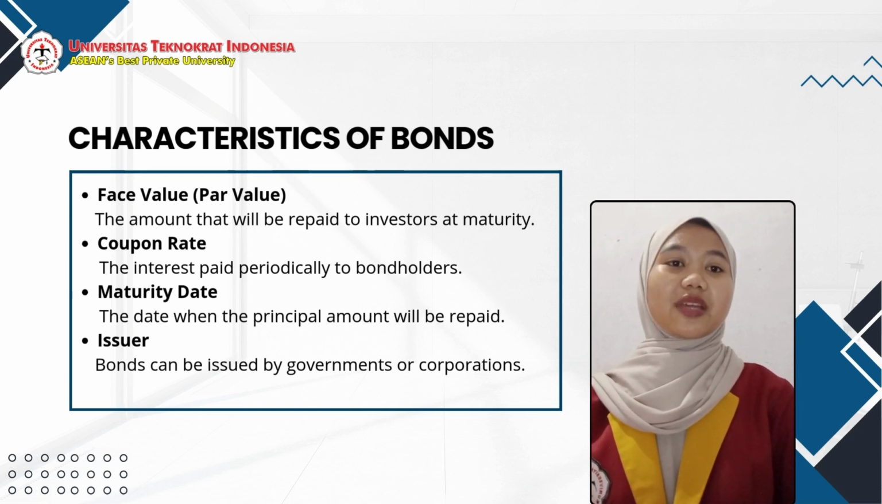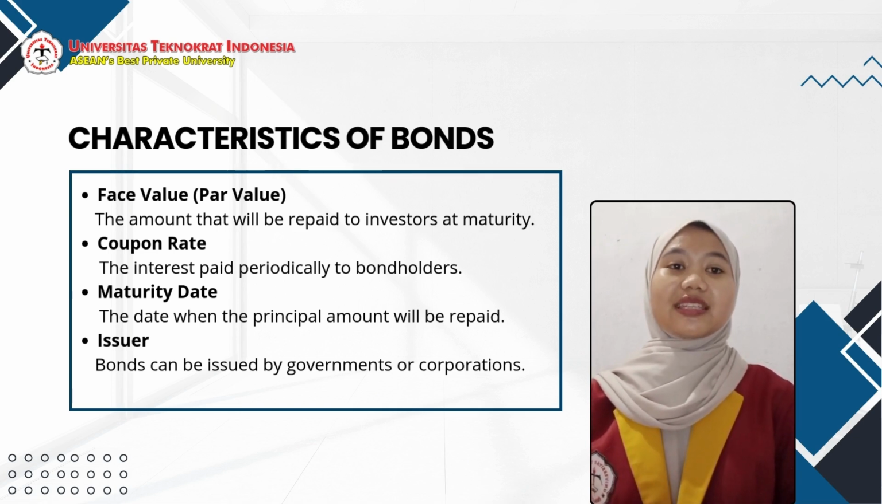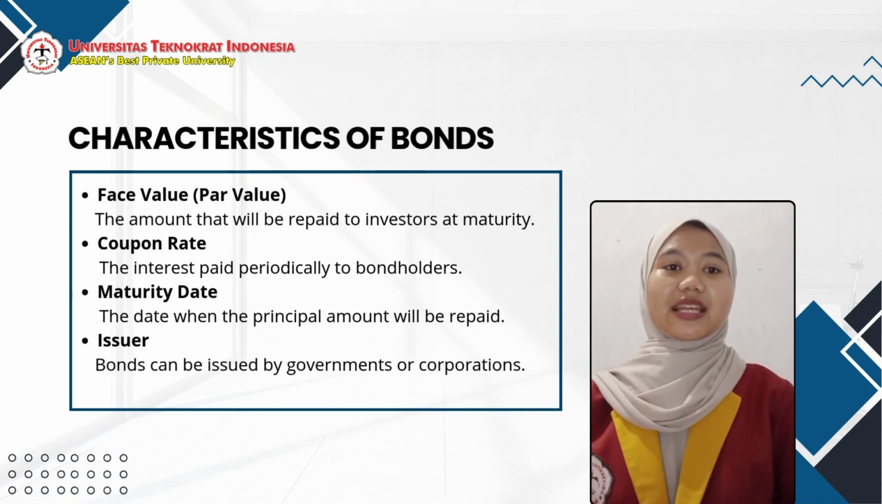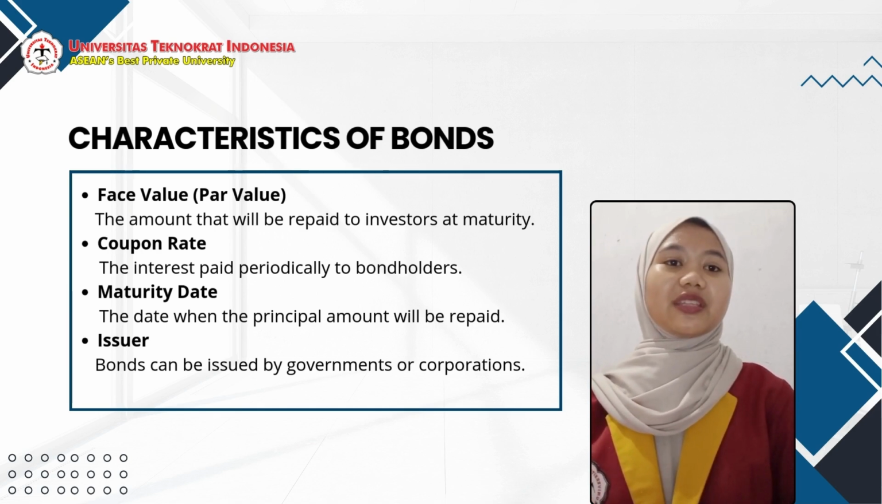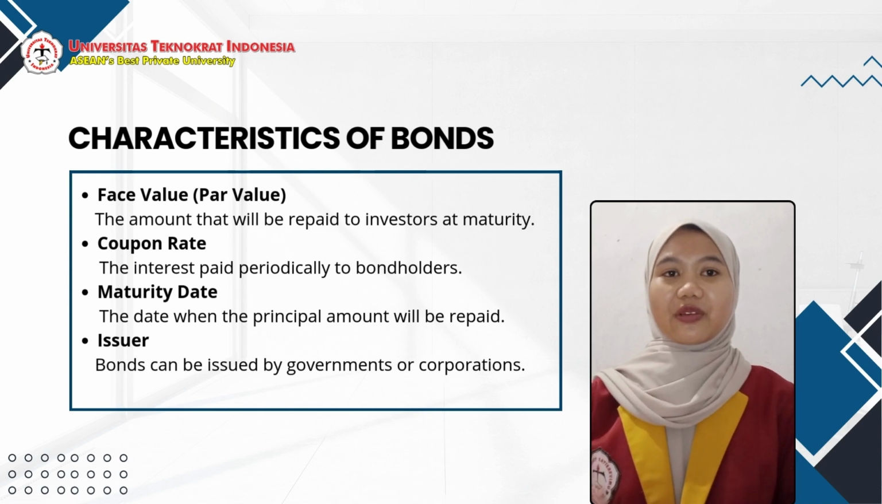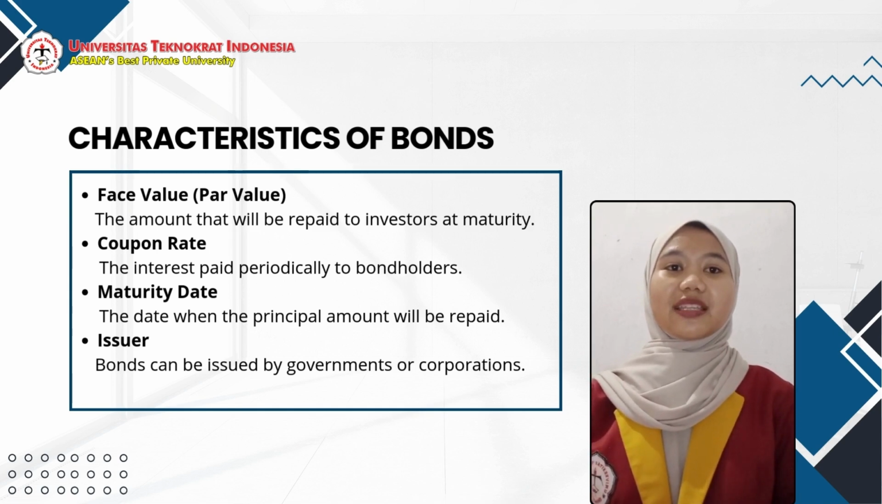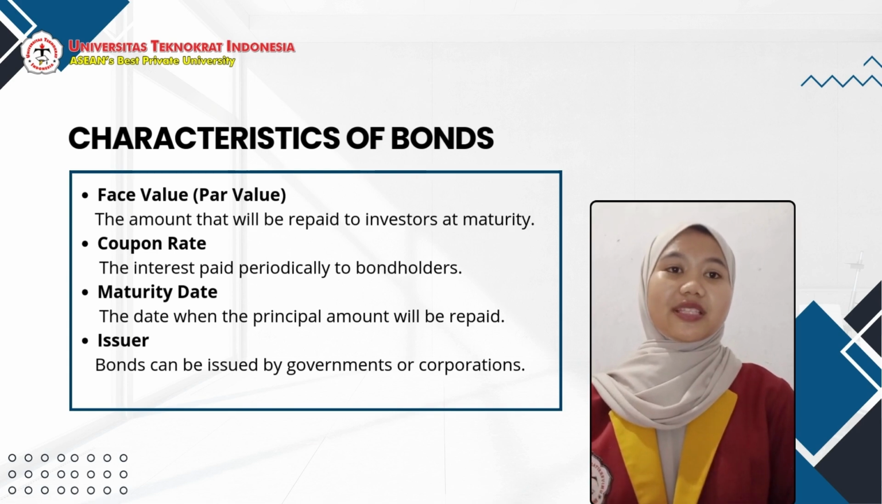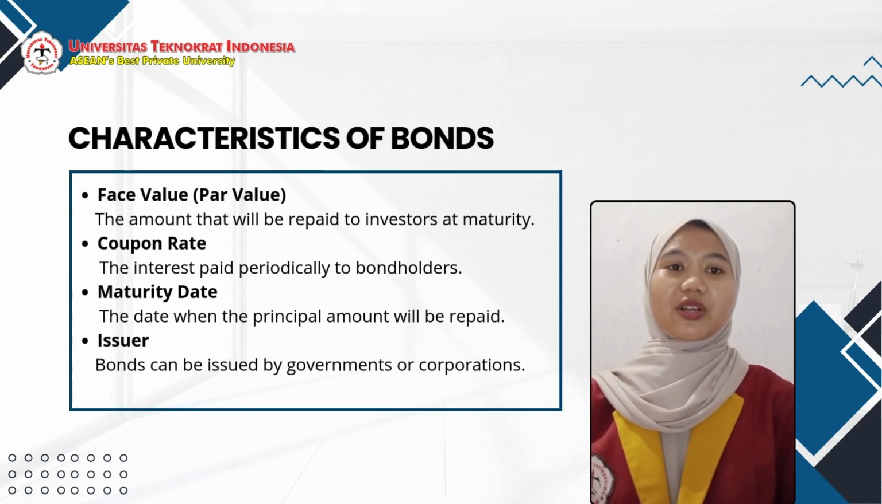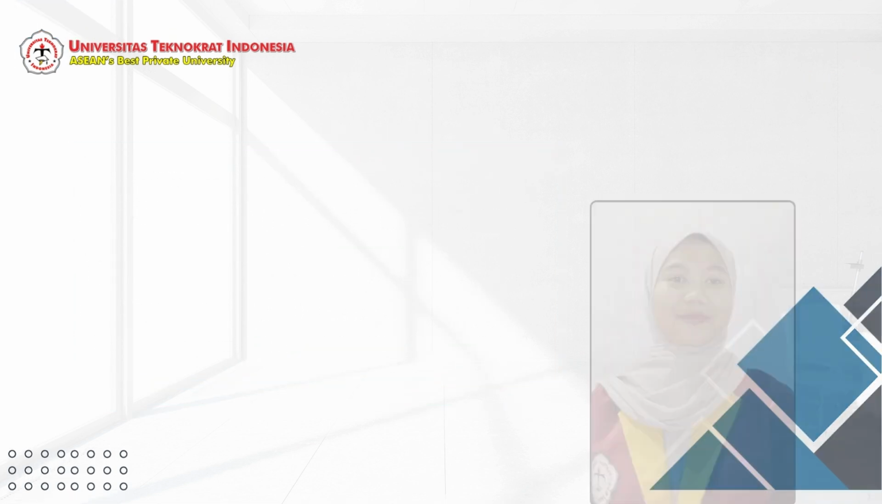Third is the maturity date, which is the date when the issuer must repay the principal amount to the investor. Finally, bonds also have an issuer, meaning the party that issued the bond. Bonds can be issued by governments or corporations.